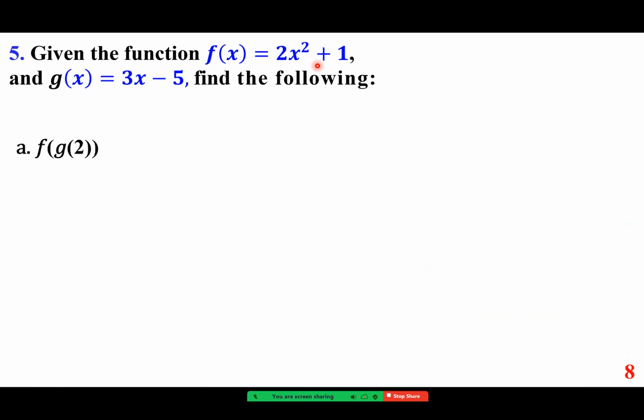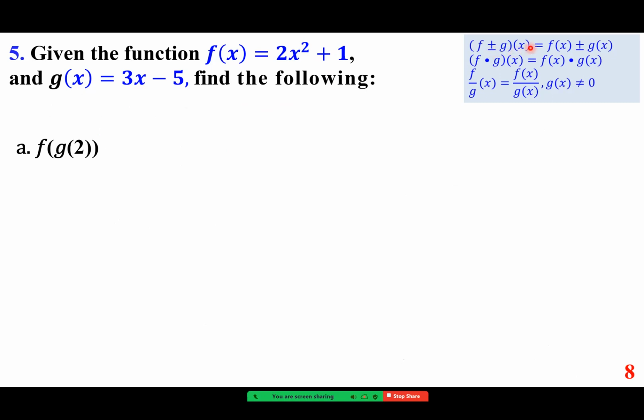Given the function f of x equals 2x squared plus 1, and g of x equals 3x minus 5, we are interested in finding f of g of 2. So, refreshing everyone's memory about algebra functions.